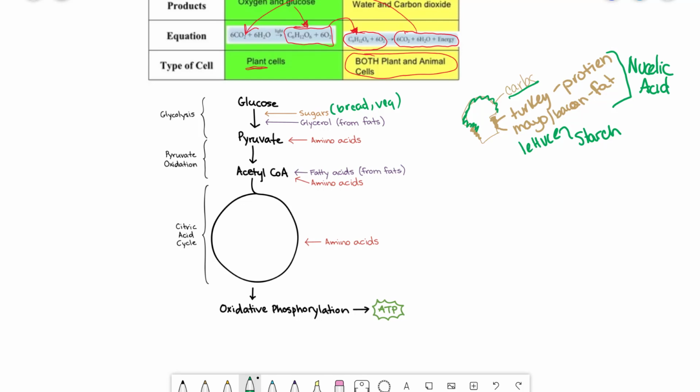Our protein is going to be broken down into individual amino acids. Depending on what type they are will depend on where they go in. Some go in at pyruvate oxidation. Some go in here during the citric acid cycle. But everything we eat gets broken down into its monomers and put into this cycle. So I'm probably not going to ask you any questions about this, but it is something that you need to understand in case they ask you a question about it on the EOC.